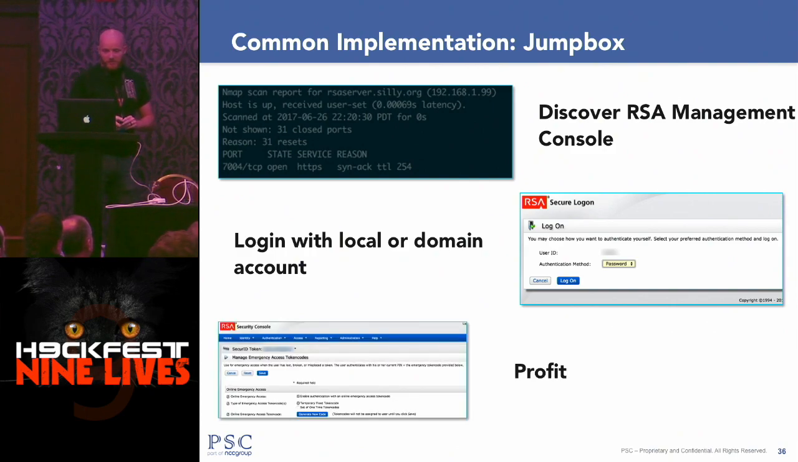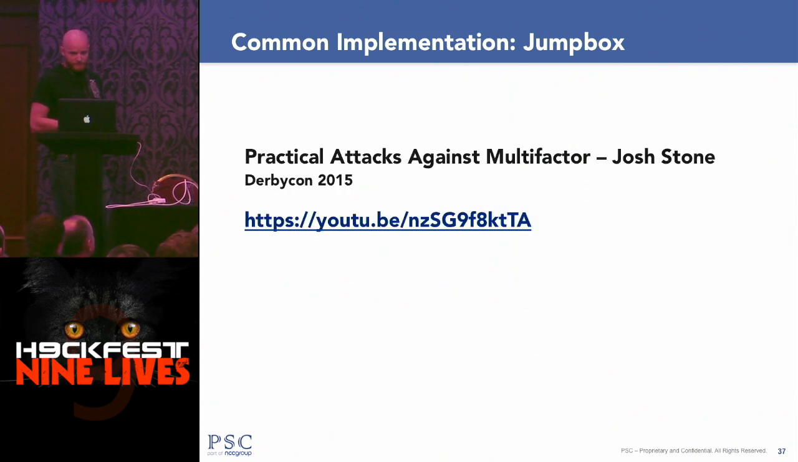So once we have our credentials, we can log in and do interesting things on the RSA console, like issue ourselves a soft token. And if we already have the credentials we need, now we can get past your MFA. If you're really interested in stuff like MFA bypasses, this is a talk I highly recommend. This is a coworker of mine. He gave a talk at DerbyCon in 2015 called Practical Attacks Against Multi-Factor. I definitely recommend looking that up.